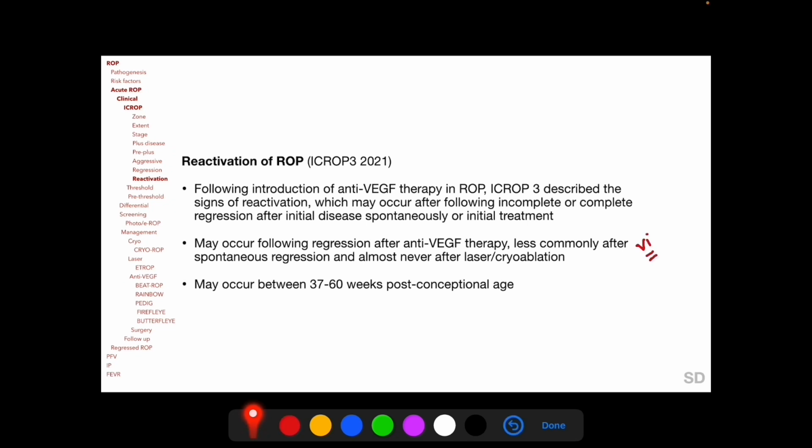And reactivation of ROP typically occurs between 37 and 60 weeks post-conceptional age. And because of this, the follow-up schedule of ROP patients treated with anti-VEGF is different from the follow-up schedule of ROP patients treated with either laser or cryoablation.